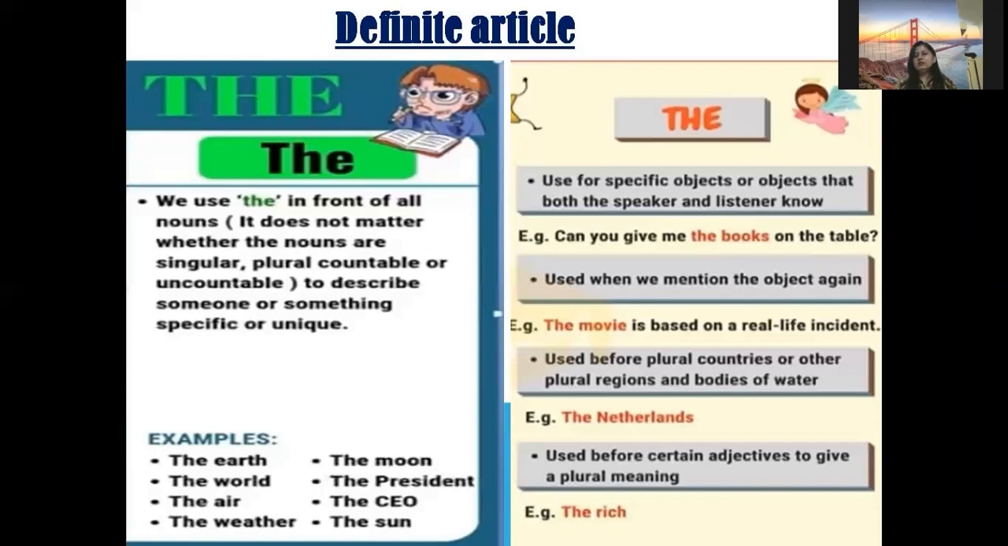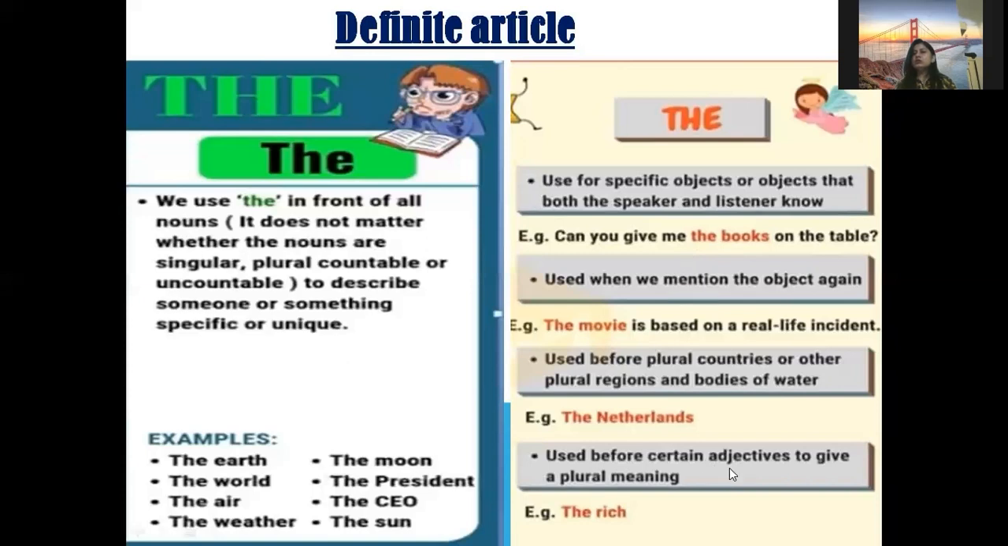Next, it is used before plural countries or other plural regions or bodies of water. Like the Netherlands. When we talk about plural countries, it is actually a group of lands, the Netherlands. In the same way, it can go like the United States of America. When we say it, it will be the United States, the United States of America, the Netherlands. Or when we talk about specific water bodies like the Indian Ocean, in that case also we will use the article the.